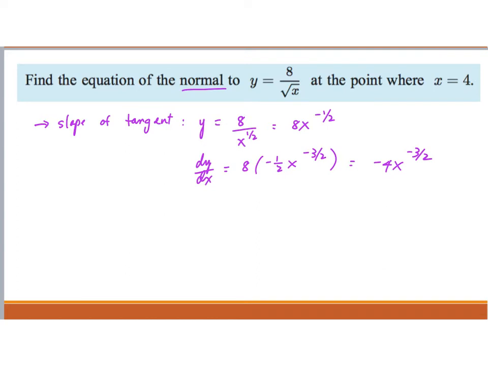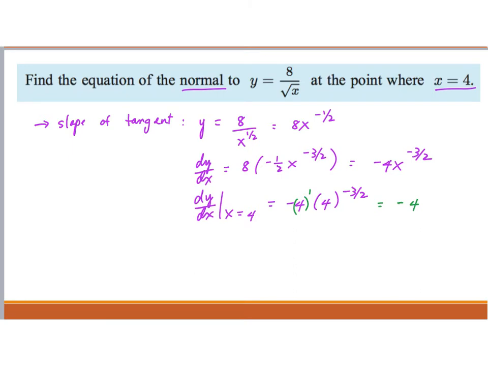Then let's find the derivative at x is equal to 4. So at x is equal to 4, it would just be negative 4 times 4 to the negative 3 over 2. Now there are different ways to take it from here. What I'm going to do is take this as 4 to the power of 1, so I can just add the exponents of the base 4s there. So negative 4.